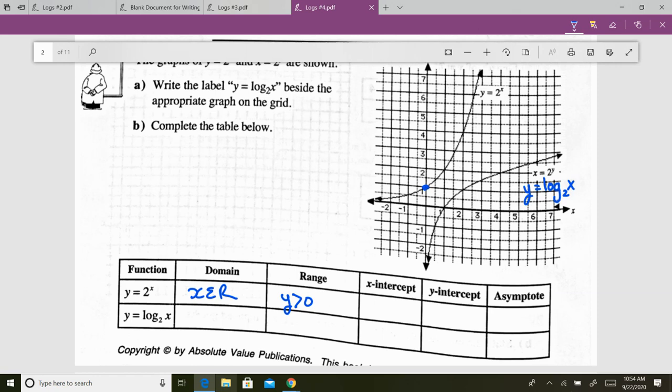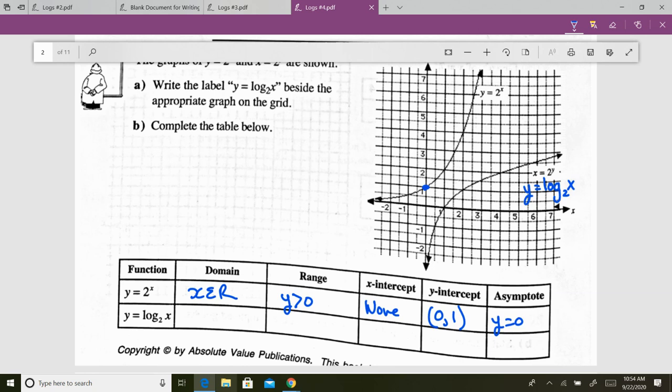Oh, that's the y-intercept. The x-intercept is none, it doesn't hit the x-axis. The y-intercept is (0, 1). The asymptote is y equals 0. That's exponential graphs 101. Okay. What happens when you do the inverse to the domain and range?